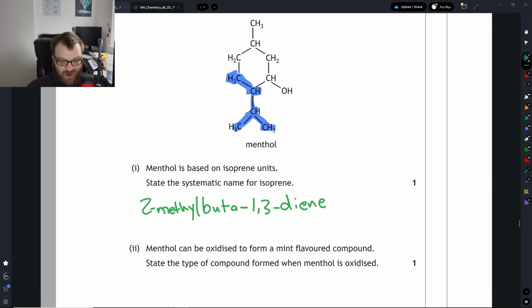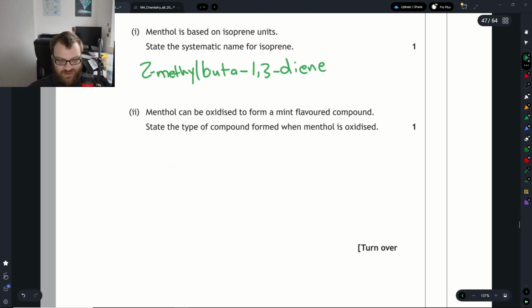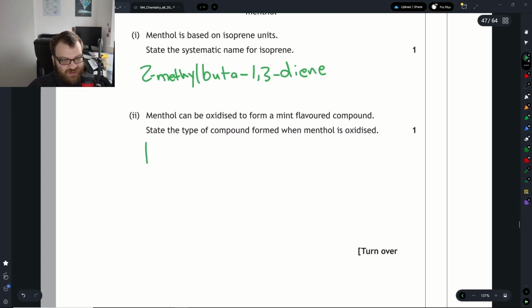Next question, we're talking about oxidizing them. We need to be recognizing that we have an alcohol group, or the hydroxyl group found in alcohols. This carbon with the OH is attached to 2 other carbons, making this a secondary alcohol. Secondary alcohols are oxidized into ketones.